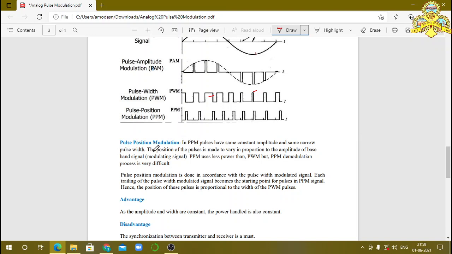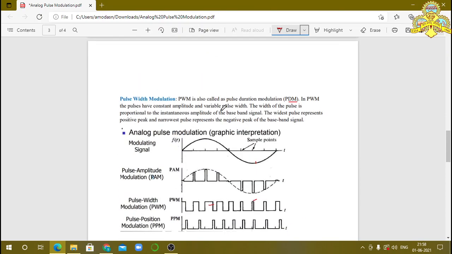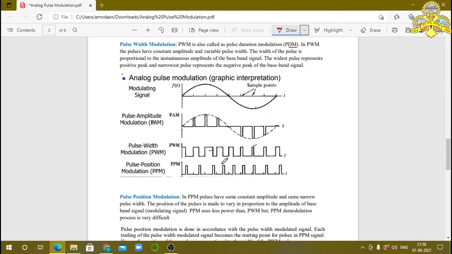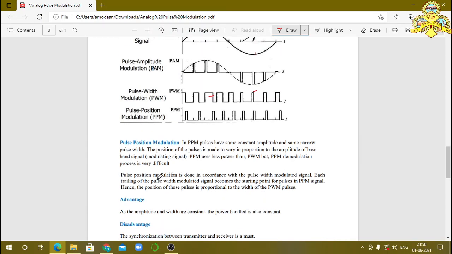Pulse width is also the same and amplitude is also the same. But the position of the pulse is made to vary in proportion to the amplitude of the baseband signal. With respect to the baseband signal or the modulating signal, the position of the pulse varies. Then it is called pulse position modulation.